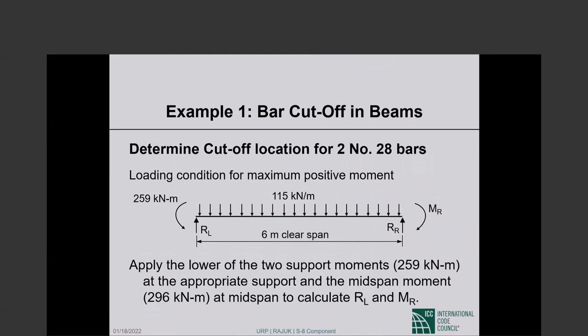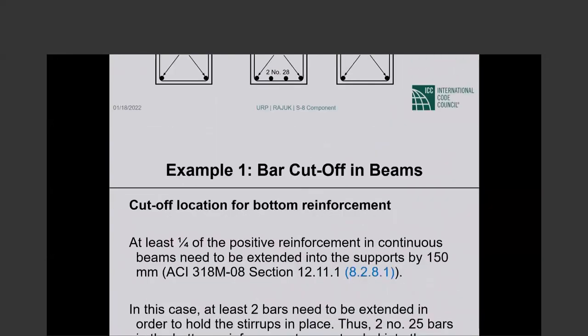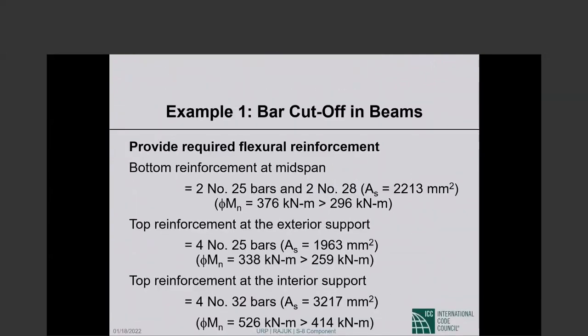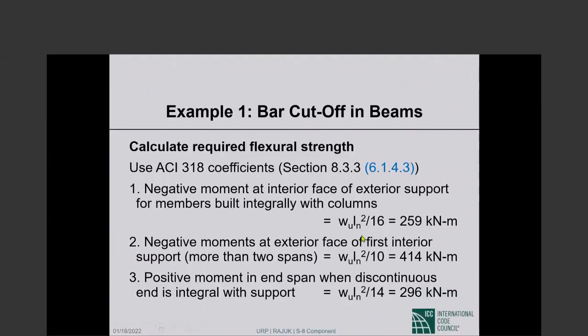Loading condition for maximum positive moment. Okay. For maximum positive moment, apply the lower of the 2 support moments, in our case the 259 kilonewton meters at the appropriate support, and the midspan moment, so 259, 296, where remember 259 at the exterior support, 296 in the span. This is at the very first page of the example.